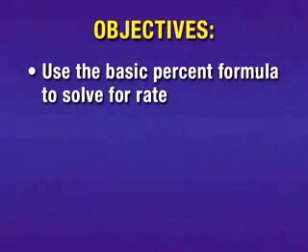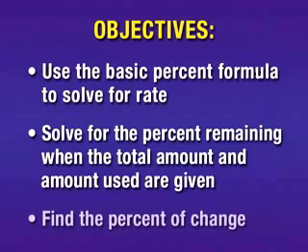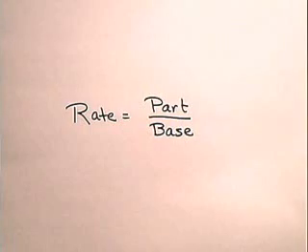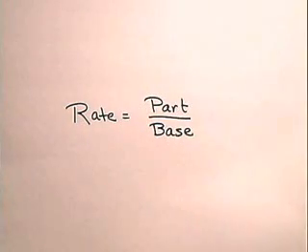We will be discussing the following objectives. We will use the basic percent formula to solve for rate. We will solve for the percent remaining when the total amount and amount used are given, and we will find the percent of change. Now let's look at the basic percent formula to solve for rate. In the basic percent formula, rate is equal to part divided by base. Now let's look at two examples of finding rate.